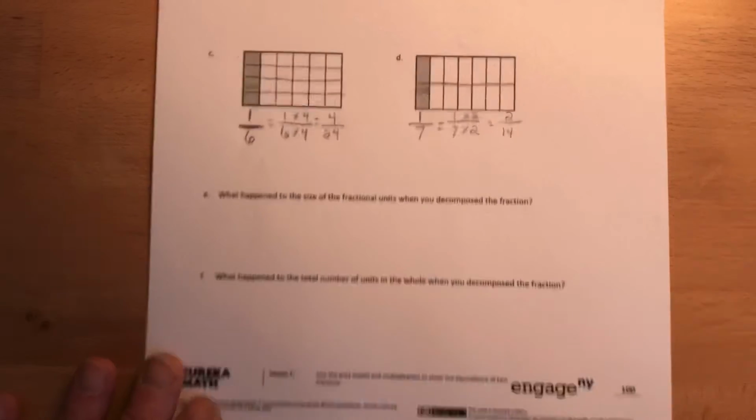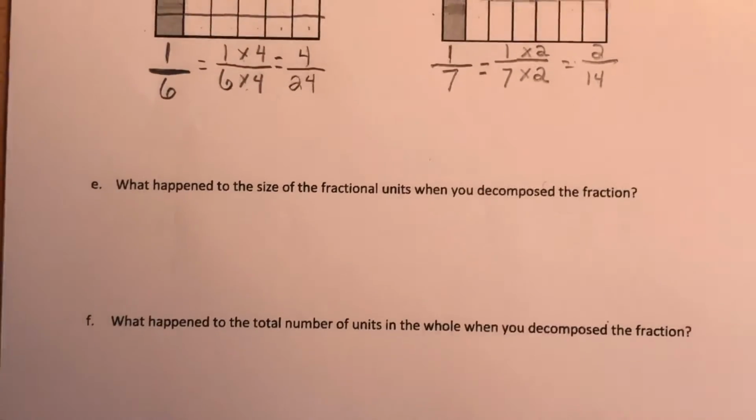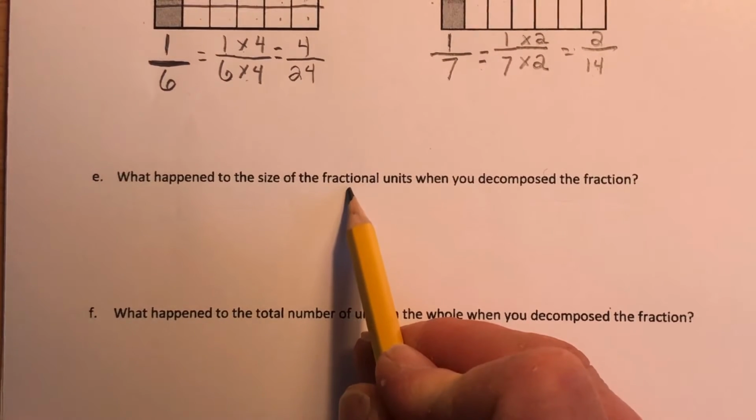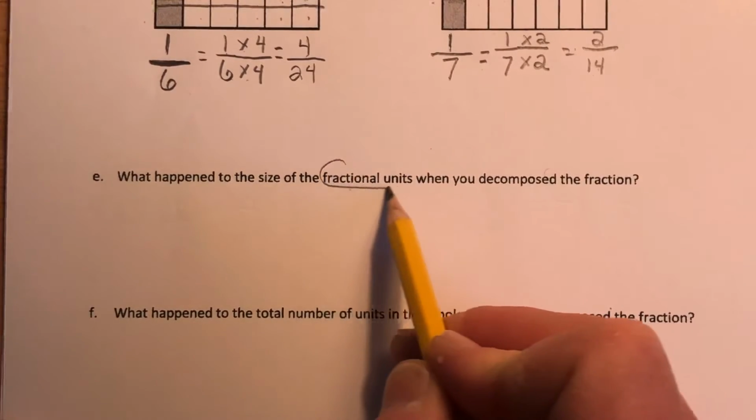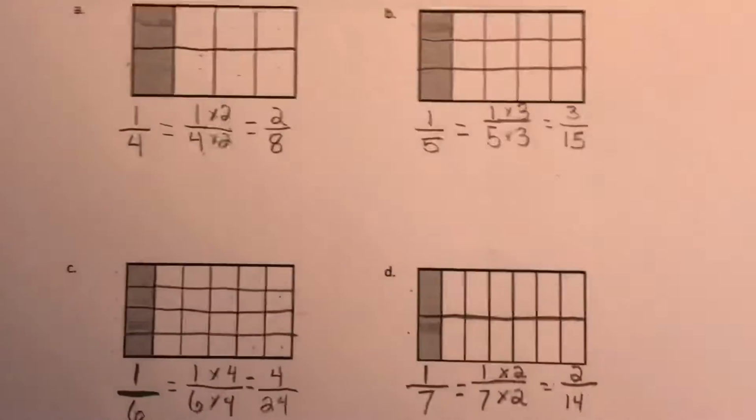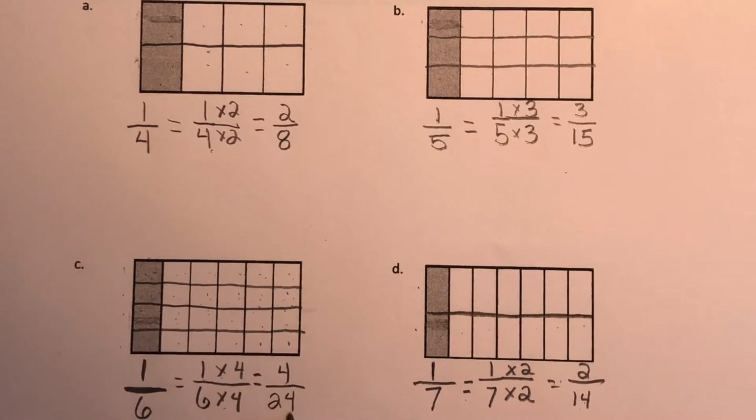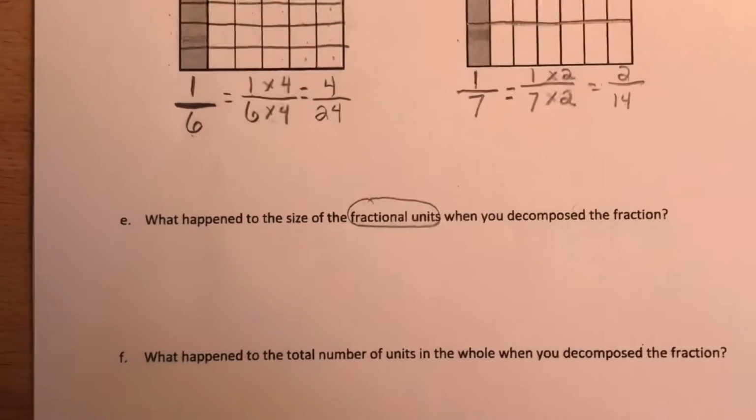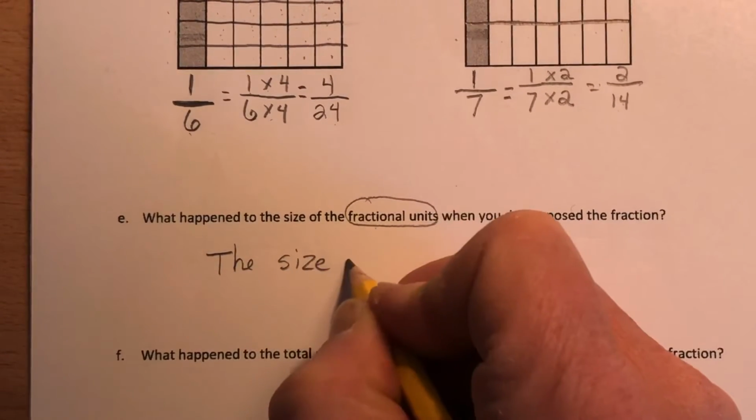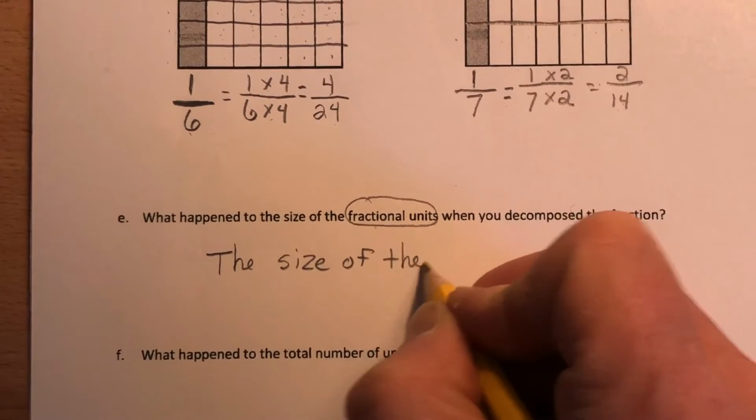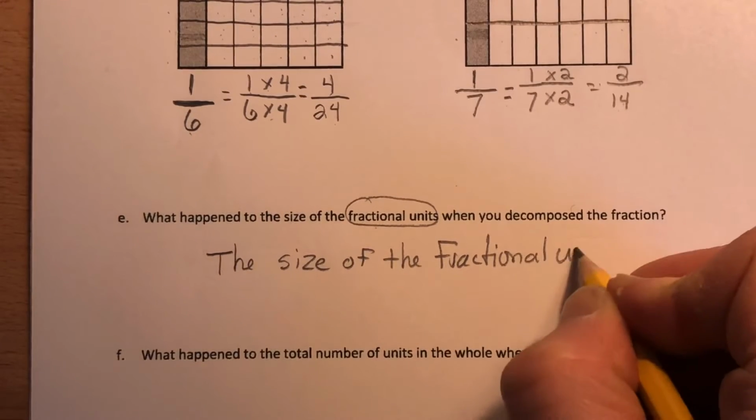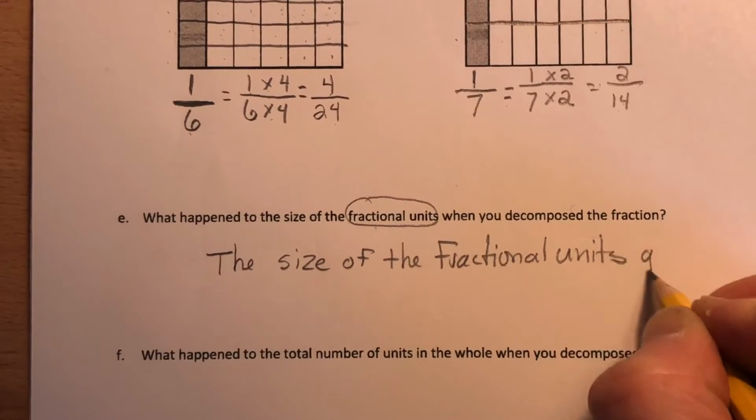So let's take a look here. What happened to the size of the fractional units when you decompose the fraction? Fractional units are like the smallest piece, okay? Or what the fractional unit was. It was sixths and now it's 24ths. So what happened to the size of it, okay? The size of the fractional units got smaller.